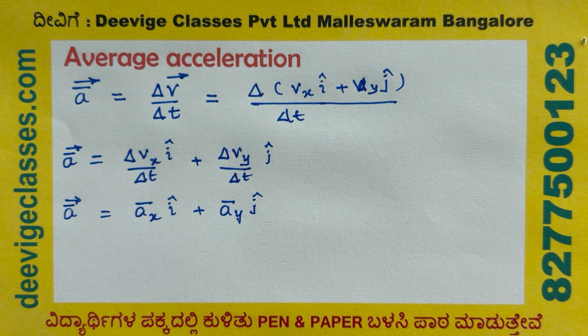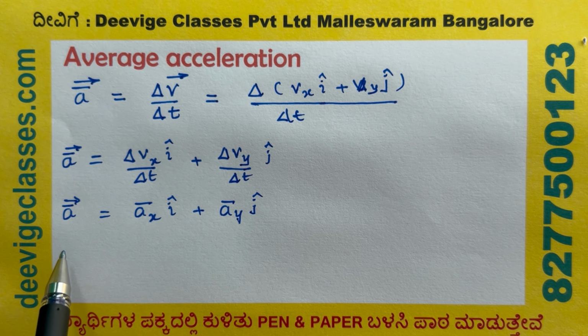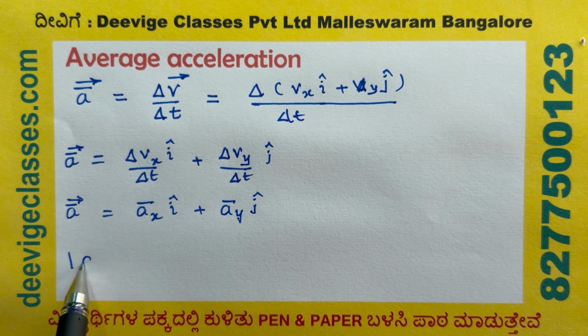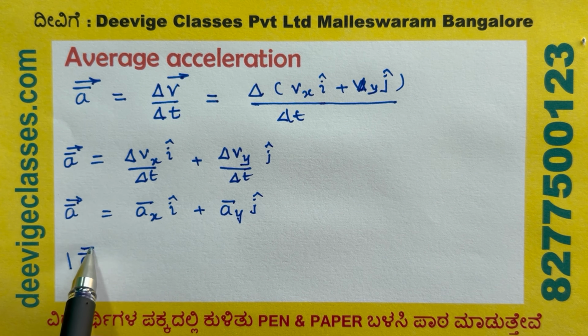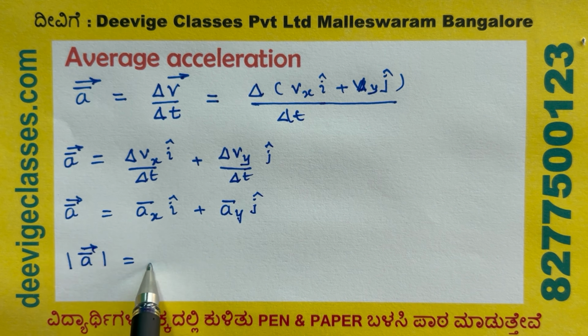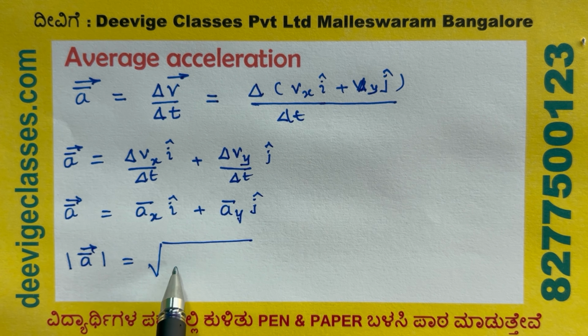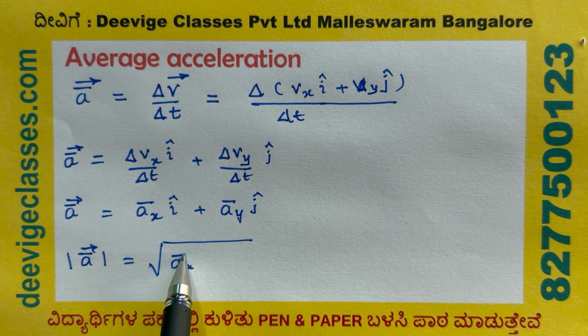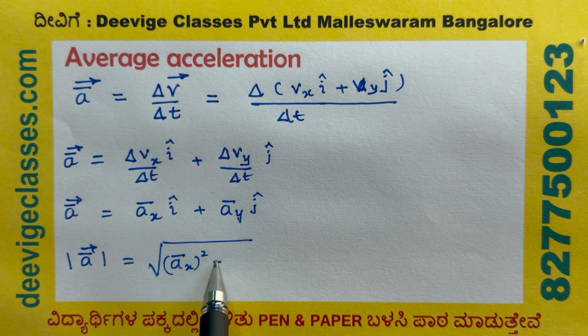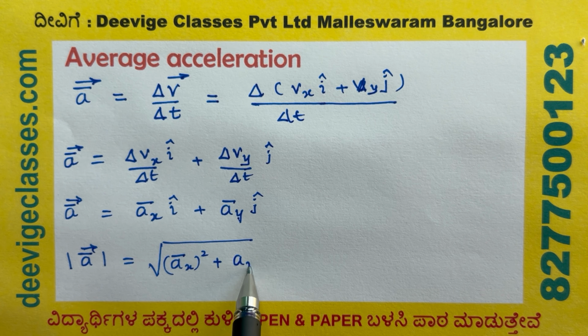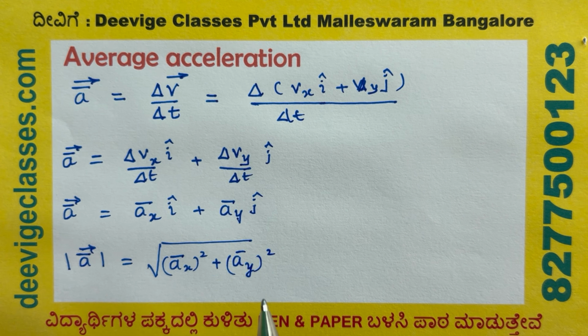So what is the magnitude of this average acceleration? Root of a x square plus a y square. Very good. So the magnitude of the average acceleration vector is equal to root of a x bar whole square plus a suffix y bar whole square. So this will give the magnitude.